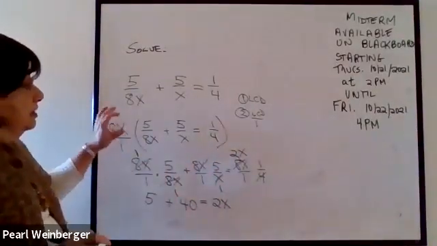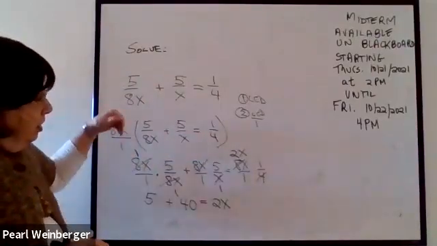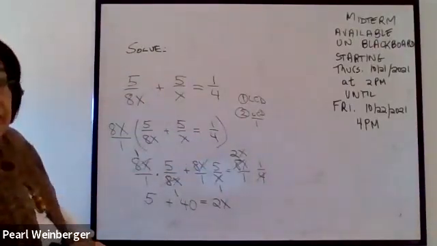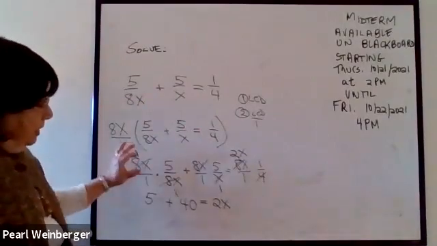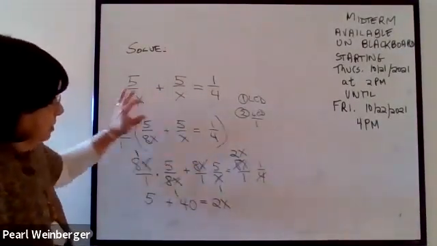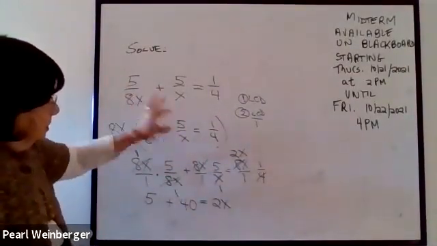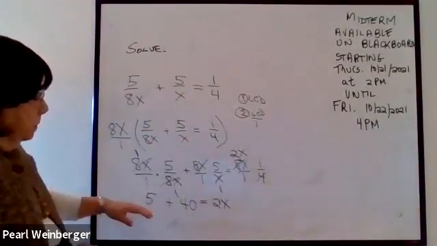Notice, since we multiplied everything by the LCD, the denominators will all cancel out. But you have to do this each one separately. Each is a different step. This times this, this times this, this times this.